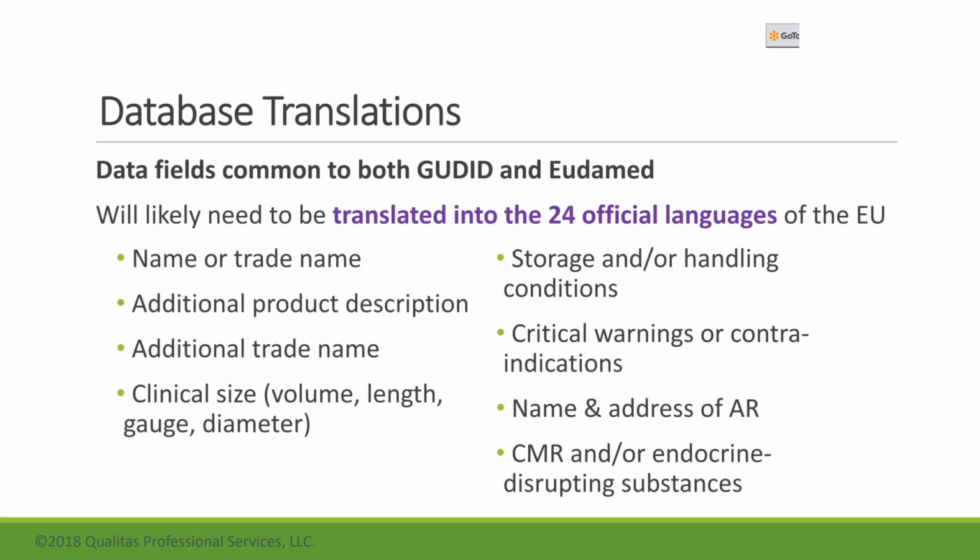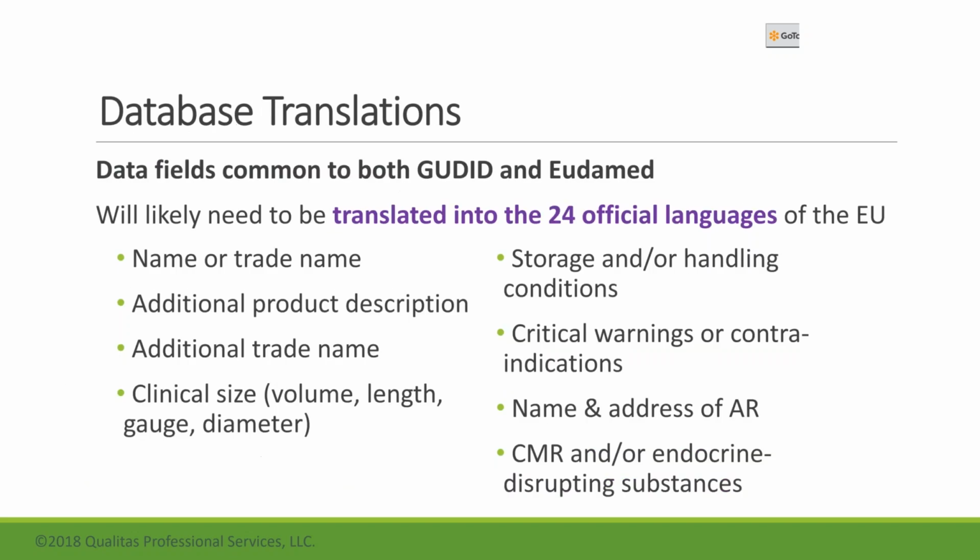This is the information about the database translations. Data fields common to both GUDID and Eudamed, and there are a lot of those, are the ones in bold in the previous slides. They will likely need to be translated into 24 languages, so keep that in mind. It says "will likely be needed" because we haven't seen Eudamed yet. We know they're working on it, but until we can go in there for certain, we don't know.